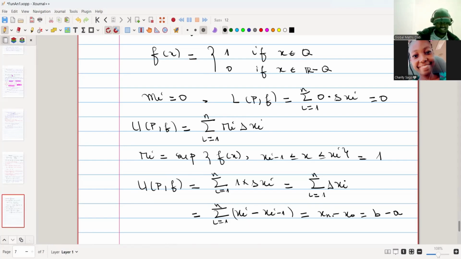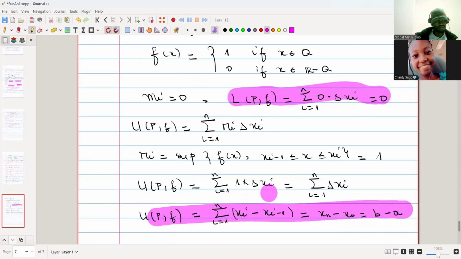Since xn is b, the highest value of the interval and the upper bound of the interval ab, and x naught is the lower bound. So this is our upper double sum. So now we have our lower double sum, we have our upper double sum.